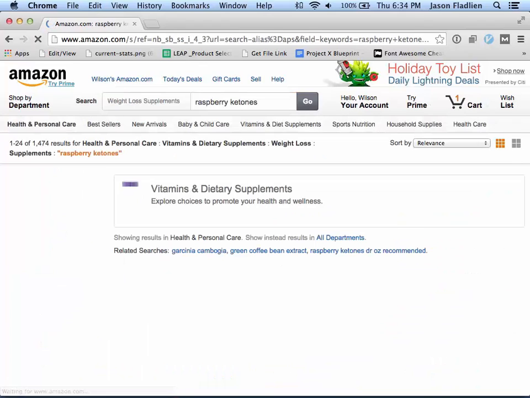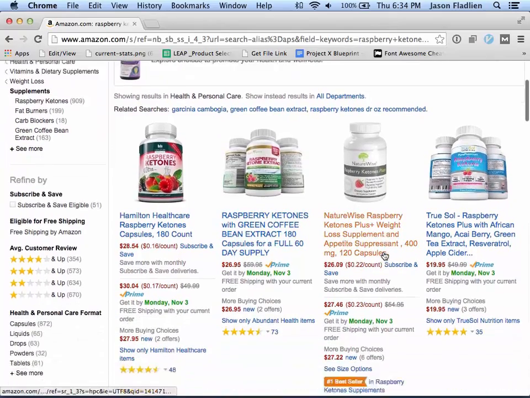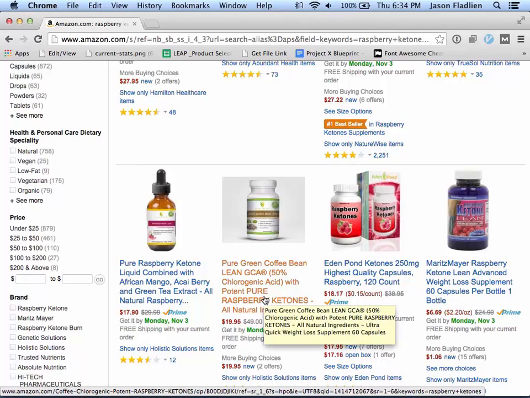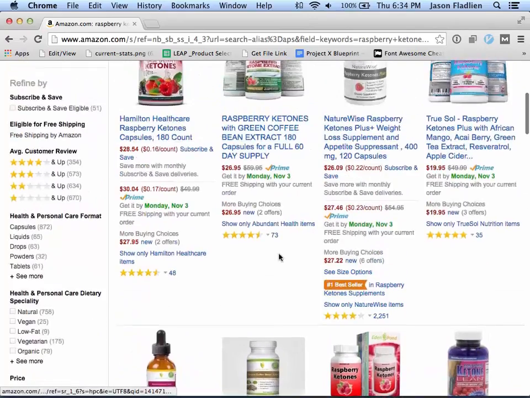if I type in raspberry ketones, what we're going to notice is, with very rare exception, everything on here is going to be raspberry ketones, raspberry ketones, raspberry ketones. Now this one is a green coffee bean extract with raspberry ketones, right? But you get the idea. Raspberry ketones is the main keyword. Now, how many main keywords would there be for raspberry ketones? That's probably it. There's probably no other main keyword. There might be natural or organic, potentially, raspberry ketones.